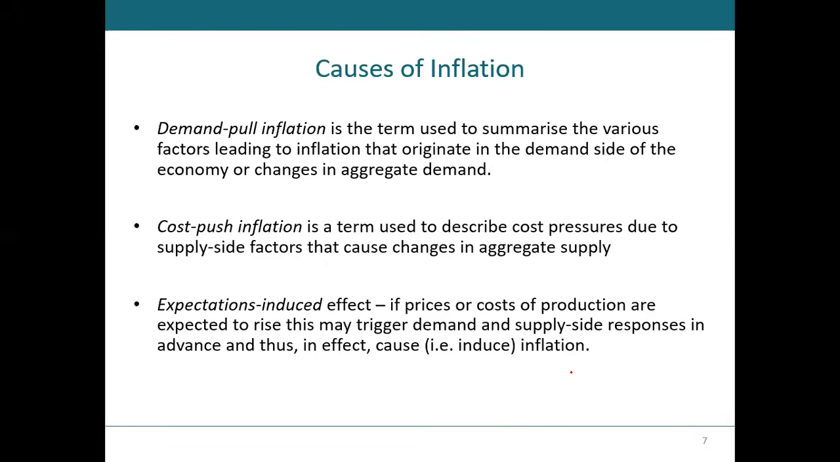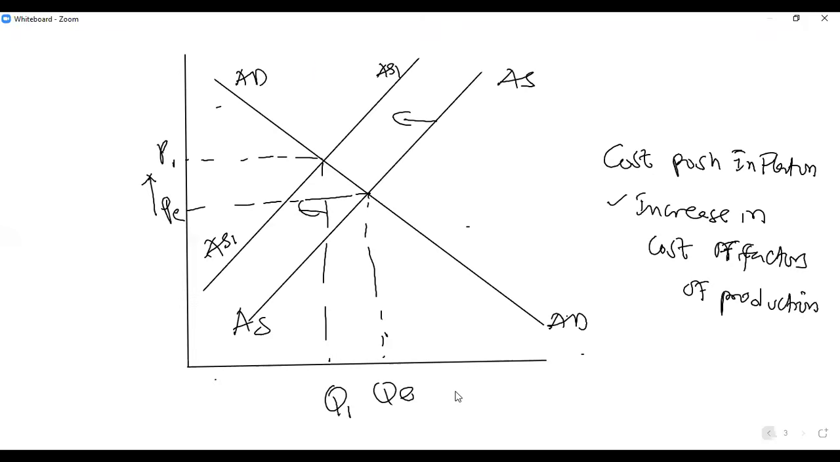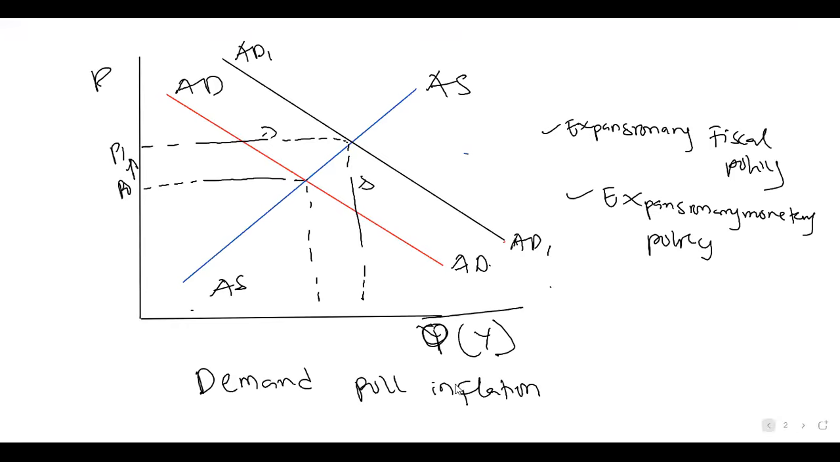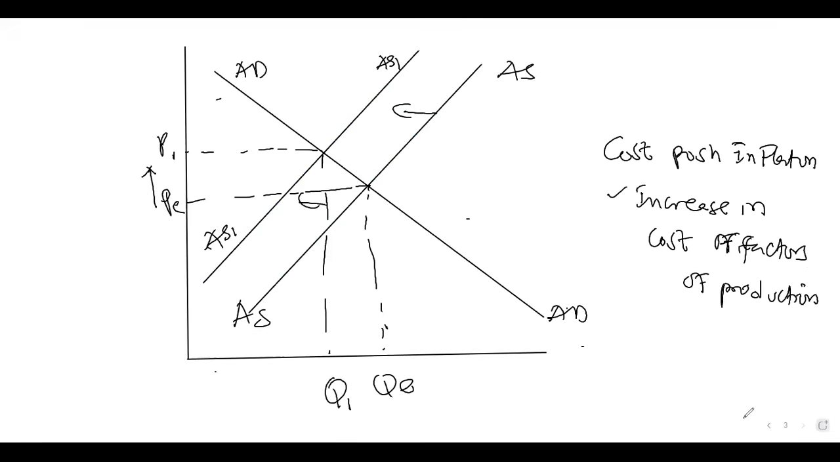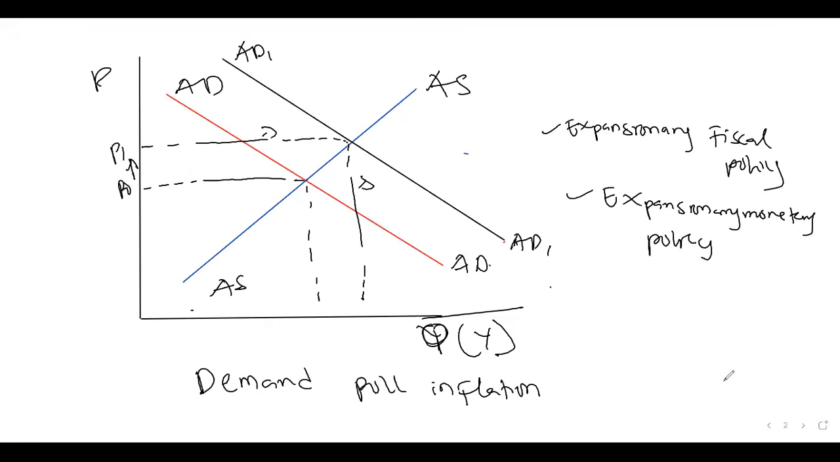So here, if people expect that next year prices are going to rise, what they will do is that they will demand more. Let's listen carefully. If people expect that next year prices are going to rise, they will demand more now so that they will avoid purchasing it at a higher price next year. So what does that lead to? That will lead to an immediate increase in price because aggregate demand will increase immediately because they are all trying to avoid paying more next year. So aggregate demand will immediately shoot up, and that will cause inflation.